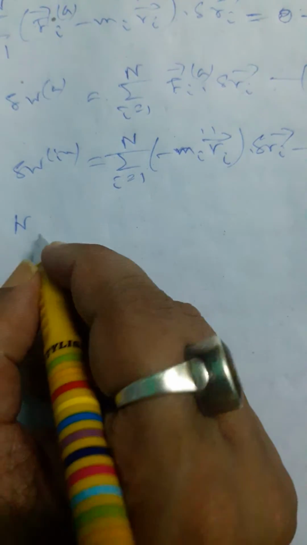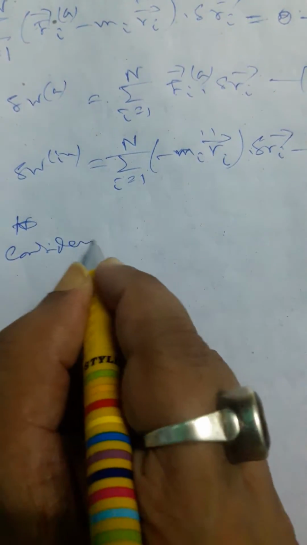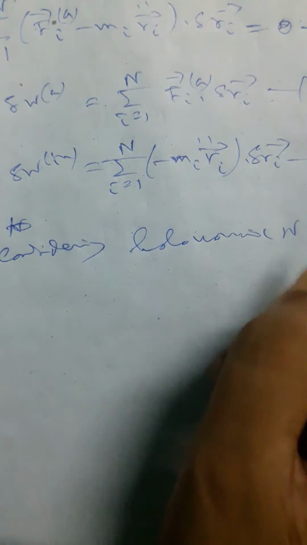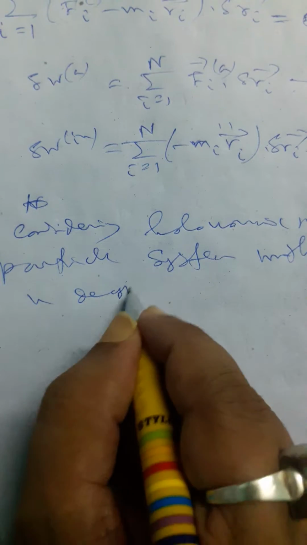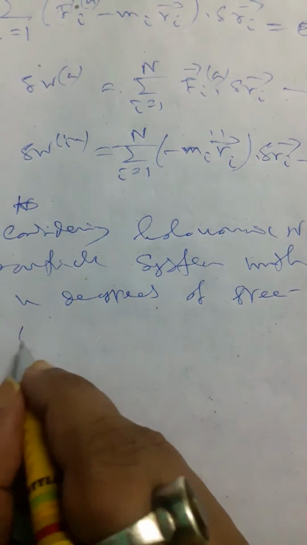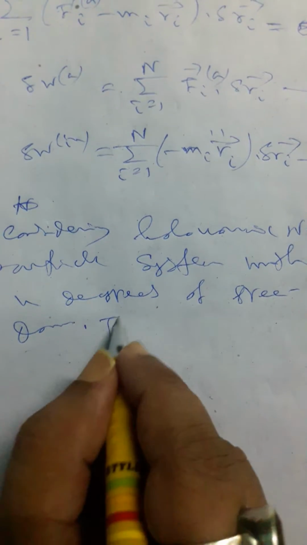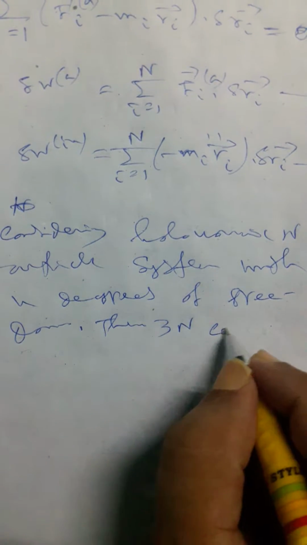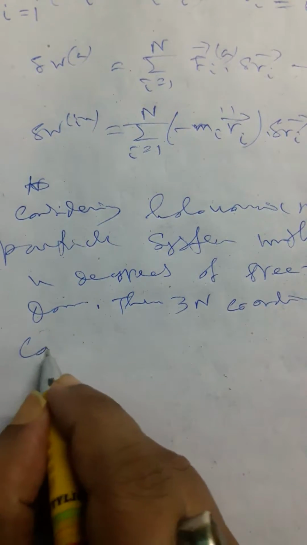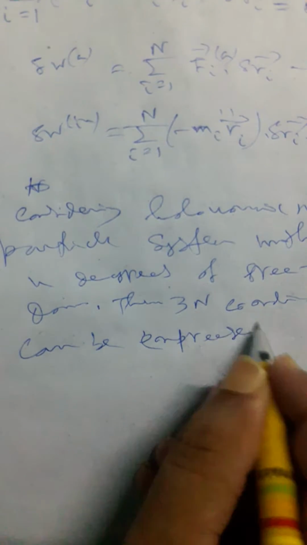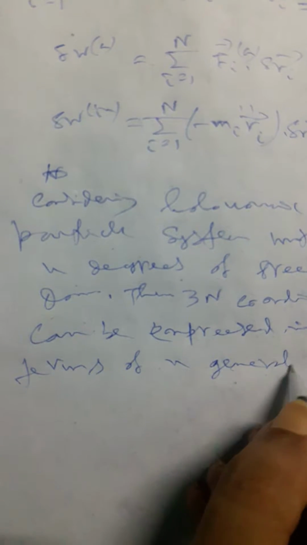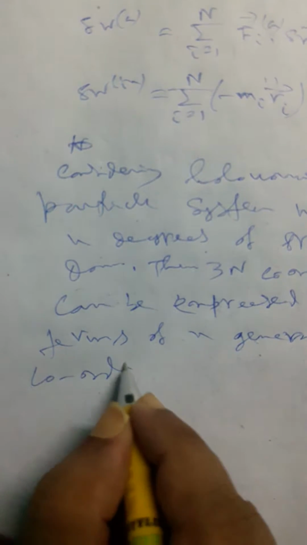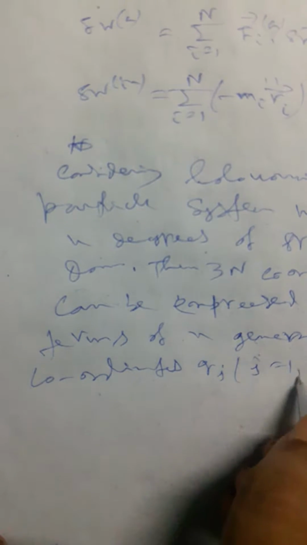Now considering a holonomic n particle system with n degrees of freedom, the 3n coordinates can be expressed in terms of generalized coordinates qj, where j runs from 1 up to n.